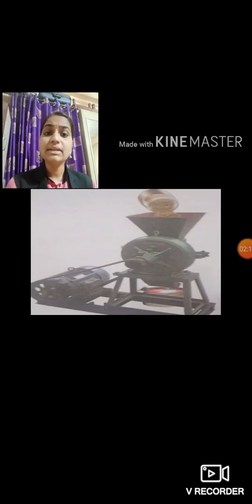Here is one more example, a flour mill. Do all students know about a flour mill? Yes. Here again there are three steps: input, processing and output. What is meant by input? We put grains in the big vessel, so that is the input. Then grinding the grains, that is the processing. And when we get the actual flour, that is the output.